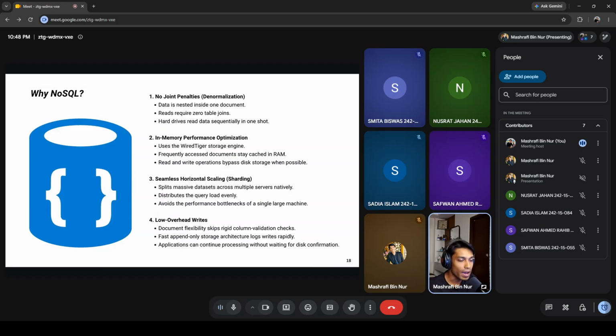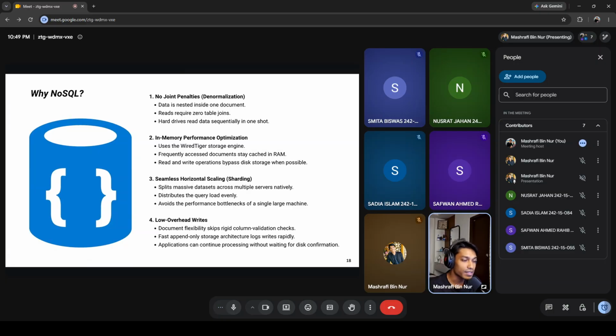So, why NoSQL? There are a few points which can be marked. The first one is no join penalties. My teammate Rahib already told about the key value pairs. So here we can see no join penalties, or denormalization, is basically the data is nested inside one document. Let's think about JSON data. JSON data is basically key value pairs. You are storing the key value pairs in only one document, so you can easily retrieve data from there.